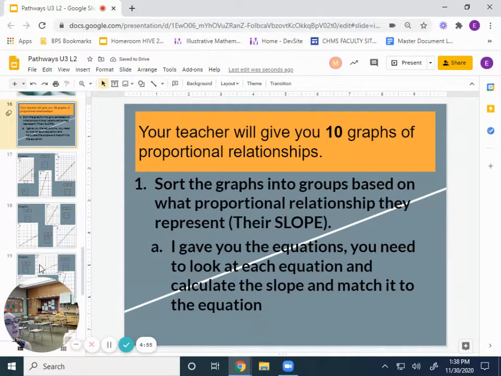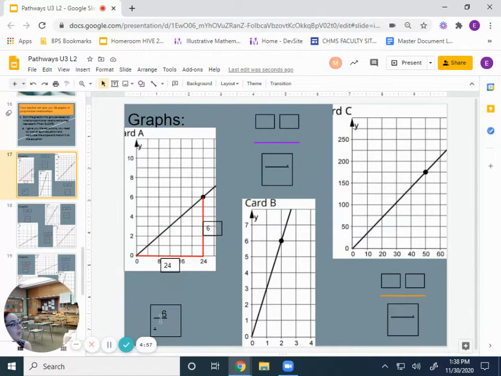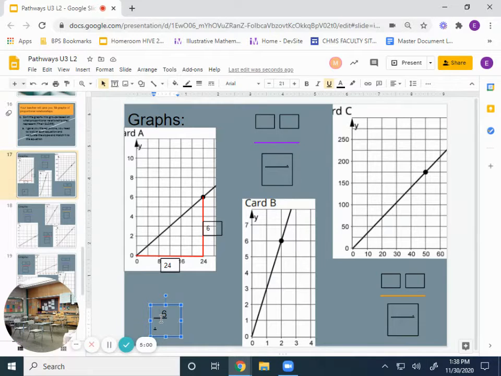I'm sorry, let me try that again. Went too far. And I'm going to get rid of a couple of these lines here. Okay, so it has a rise of 6, and if you click down in the bottom here, it'll let you type underneath the line in a run of 24.